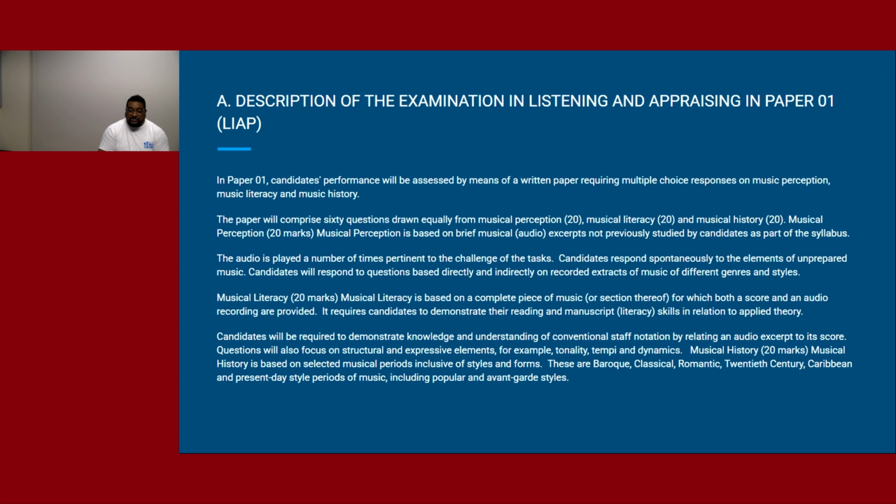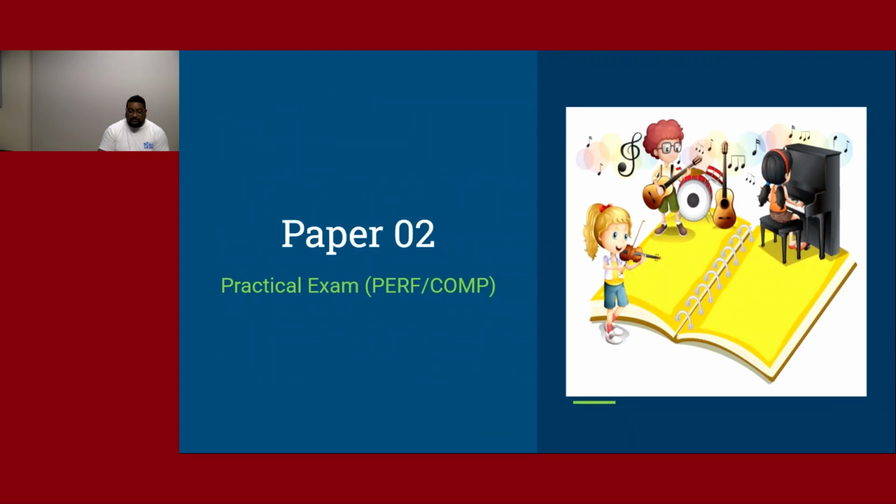Your music history section is where selected periods will be featured, inclusive of their styles and forms. The music periods usually are Baroque, Classical, Romantic, 20th century, and Caribbean and present day style periods of music, including popular and avant garde styles. Of course, you'll be guided by your teacher in terms of these excerpts and these particular periods, so you'll have an idea of the stylistic features and some notable composers as well.